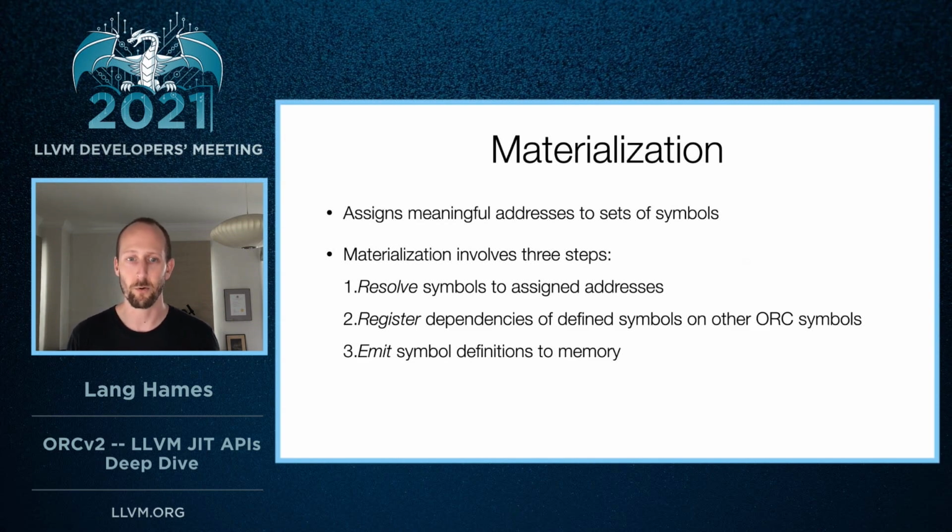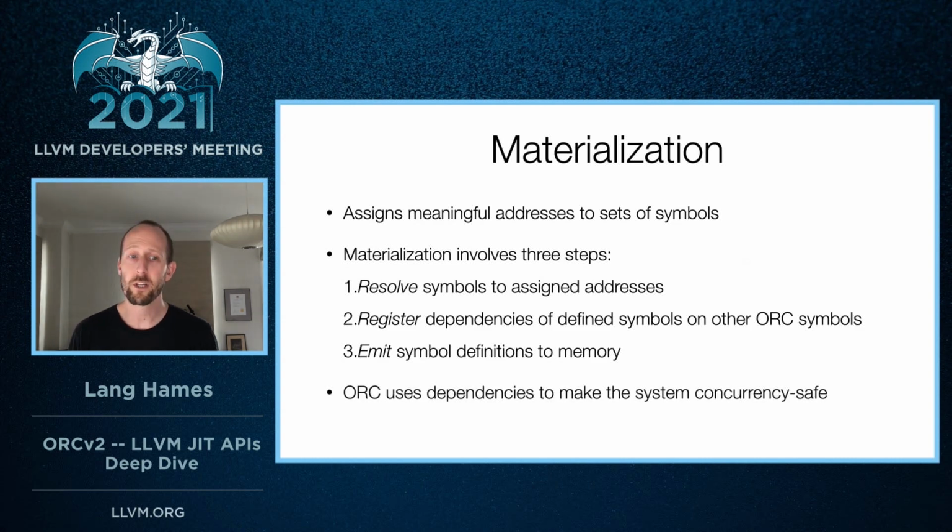You've materialized the symbols. ORC uses the dependence information that you give it in step 2 to make this whole system concurrency safe. So you can run materializers concurrently on multiple threads, even if they contain program representations that refer to one another. And you can issue symbol lookups on any thread at any time and be guaranteed that you won't get a result back until that result is safe to use.